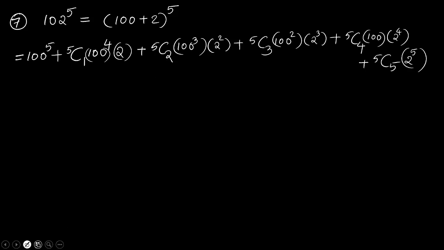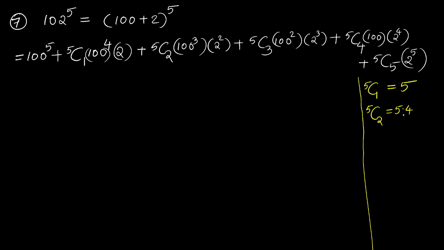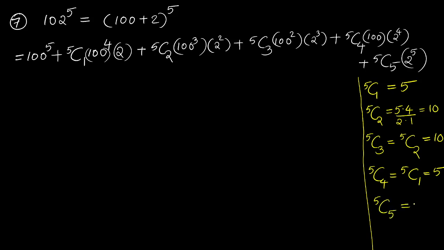So 5c1, 5c2, you can find it. I have already discussed these. 5c1 is 5 because nc1 is n. 5c2 will be 5 into 4 divided by 2 into 1, which is 10. 5c3 is 5c2 because ncr equals nc(n minus r); 5c2 is already found, just copy. 5c4 is 5c1 for the same reason. 5c5 is 1, because ncn is 1.